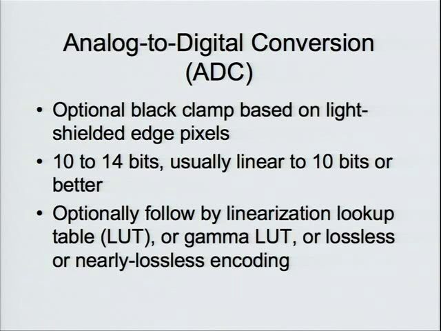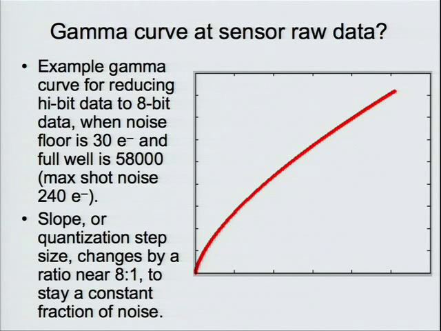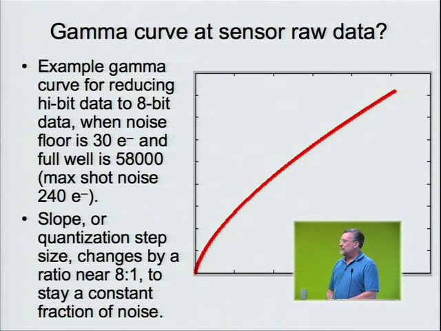Sometimes you'll also have a lookup table there for other purposes, for example, to impose a nonlinearity to make the data compress better to fewer bits. Or you may go straight into a lossless or nearly lossless encoding to store raw data at that point. So here, for example, is a case where you might put a gamma curve right on the raw data coming out of a sensor. If, for example, you have say a machine vision camera of some sort that wants to communicate back to your PC over an 8-bit channel, but it has a 12 or 14-bit A to D converter, you can ask what's the best way to squeeze that data down to 8 bits.